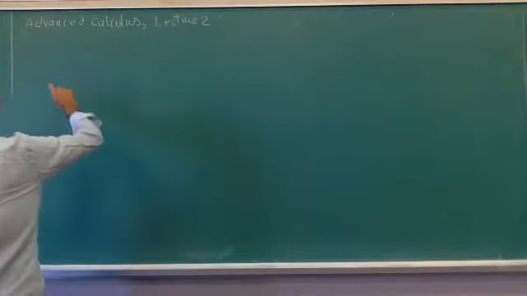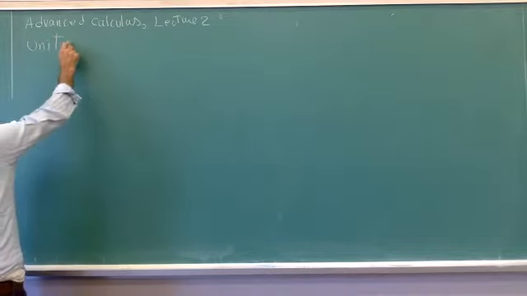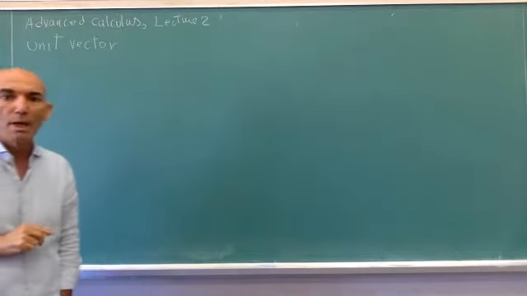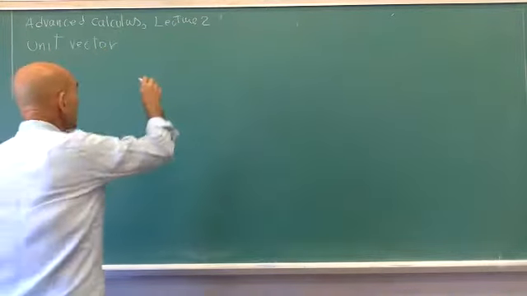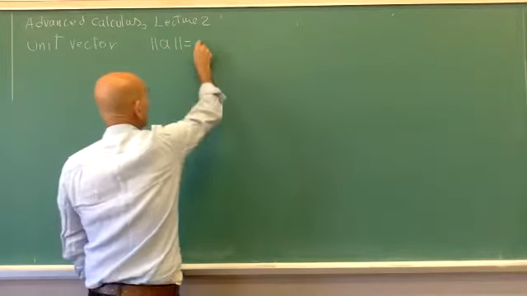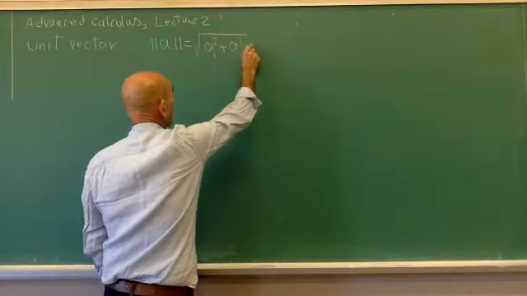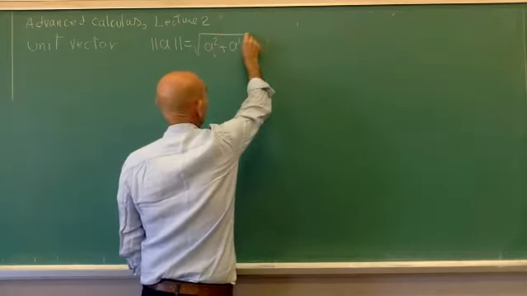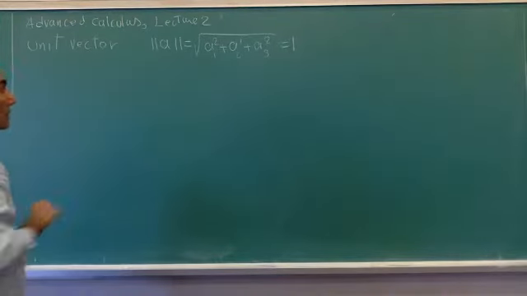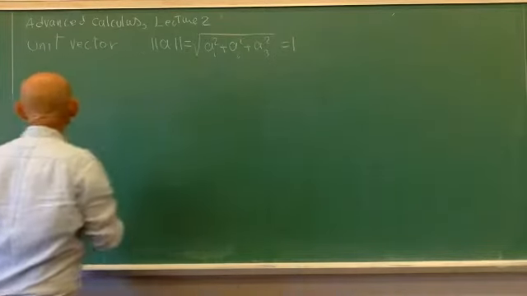So one of the things that we want to make clear is unit vectors. A unit vector is a vector whose norm, which you remember we defined to be the square root of a1 squared plus a2 squared plus a3 squared, is equal to 1. So it is a vector whose length or norm is equal to 1.